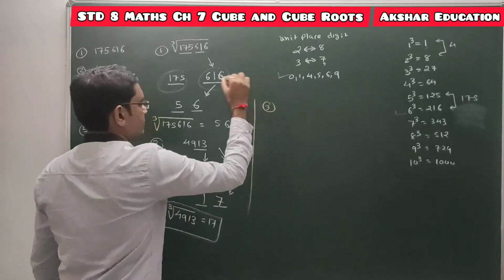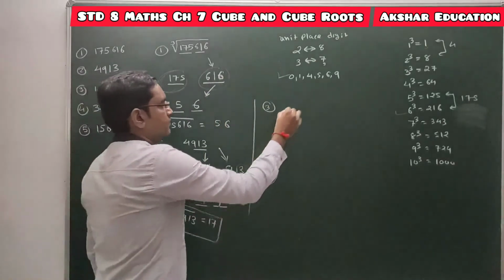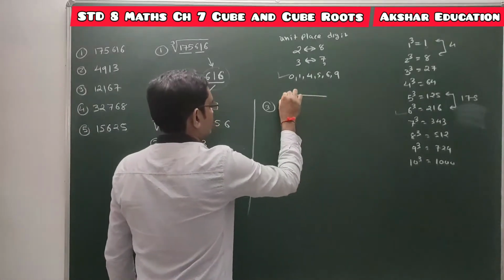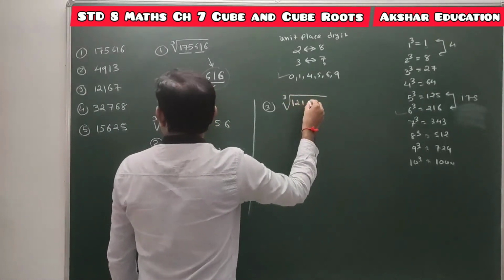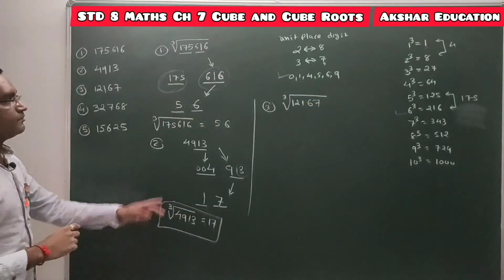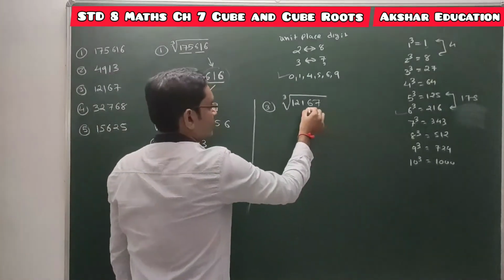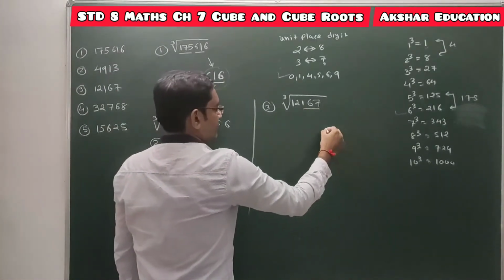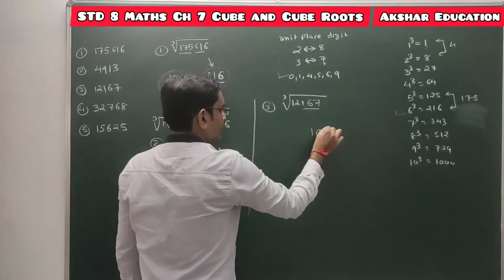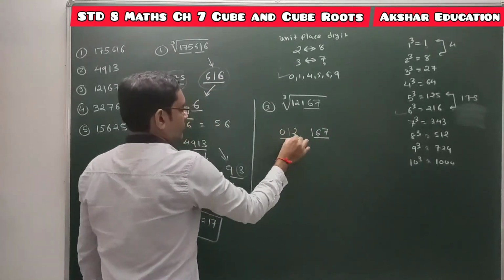Third, has everyone understood now? 12167, find the cube root of 12167. First step, make groups of 3 digits from the rightmost direction, from the unit place digit. So the first group of digits is 167, and the remaining 2 digits are 1 2, add a 0, so it's 012.